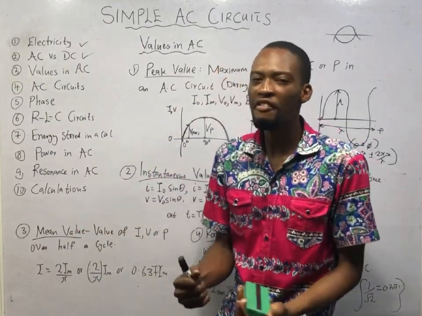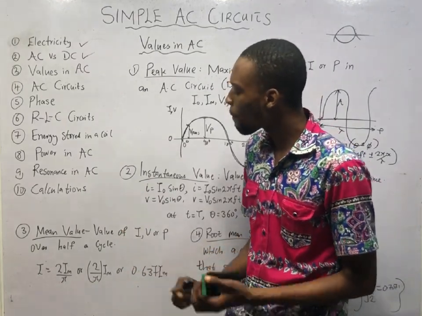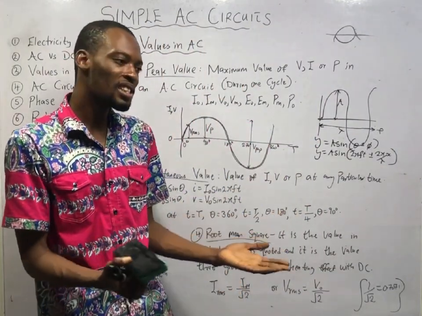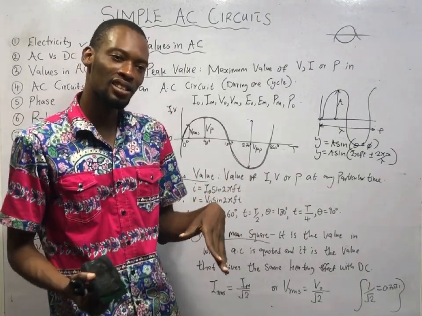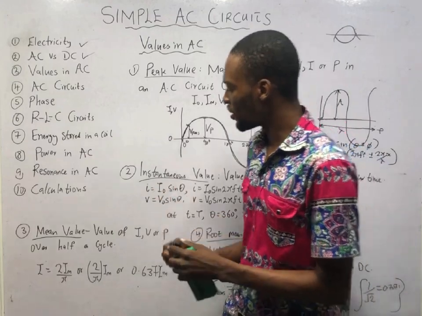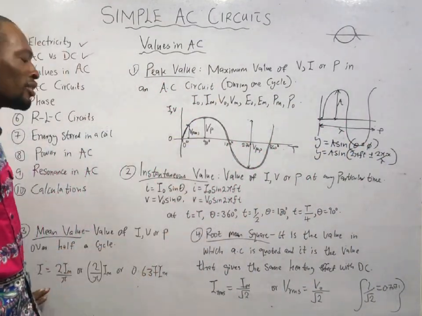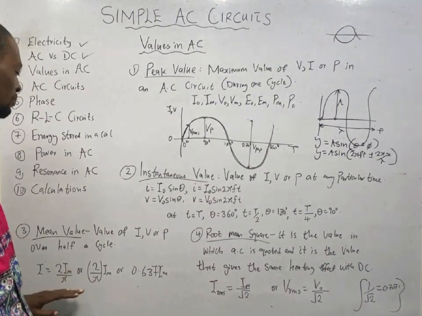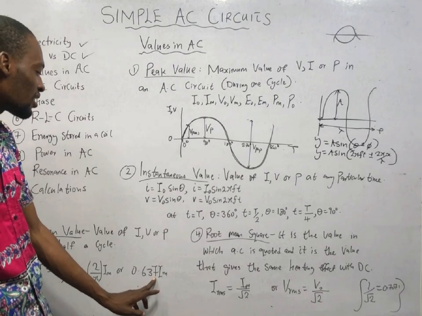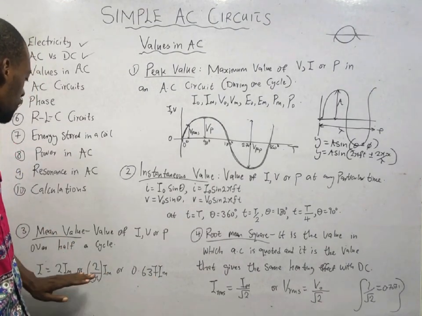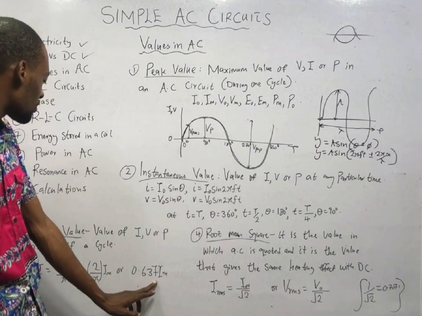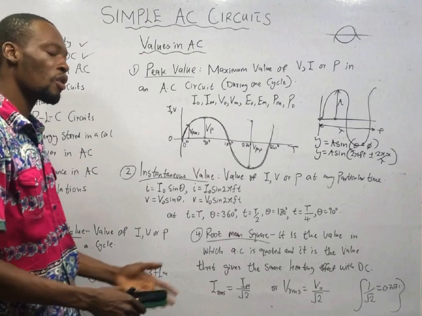Then the mean value or the average value is simply the value of current, voltage or power over a half cycle. If I give you 1, 1, 3 and I say find the average, you simply say 1 + 1 + 3 or 5 divided by 3, which is the average, the mean number. So similarly, mean value is the value of current or voltage in a half cycle. The mean value of current is 2 times maximum value of current divided by pi, that is 3.142. 2 divided by 3.142 should give you 0.637. So mean value of current is 2 Im over pi, 2 times peak value divided by pi, or 0.637 Im. Same with voltage or power.